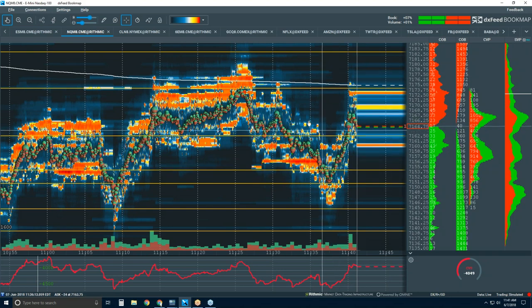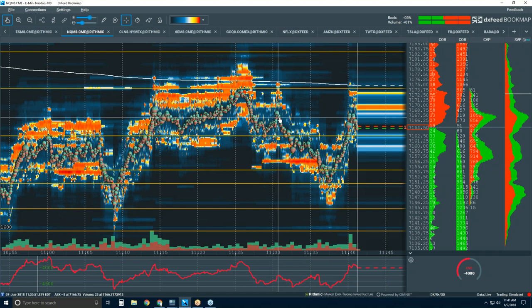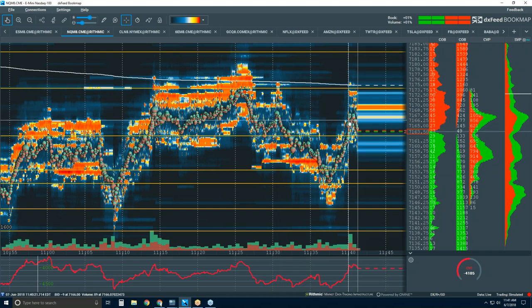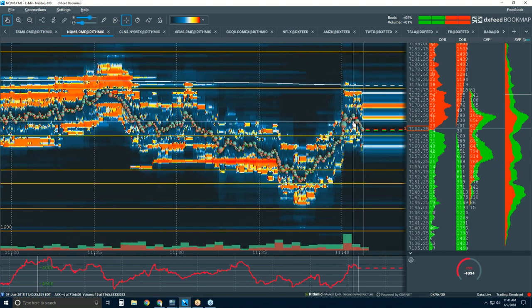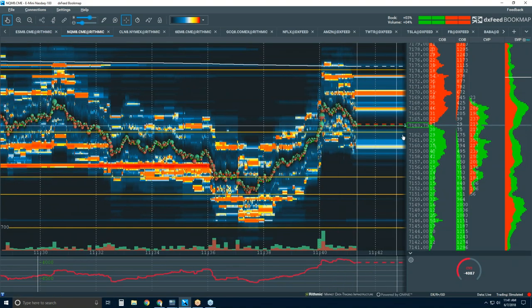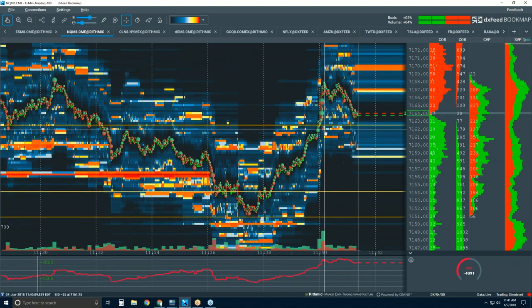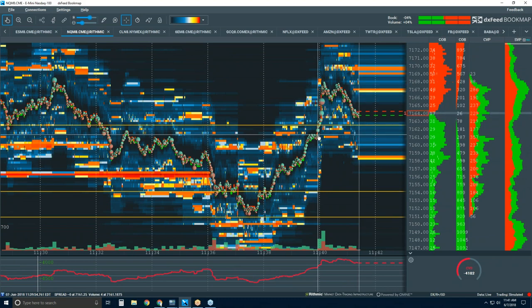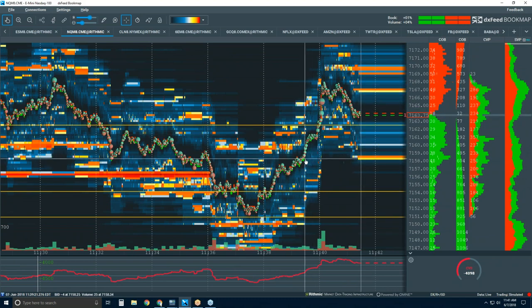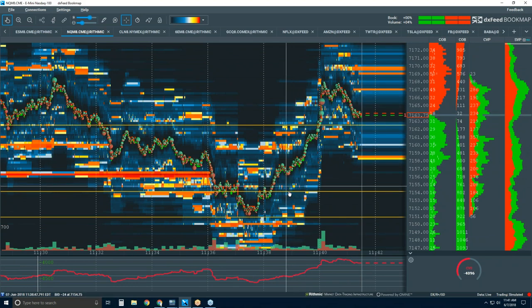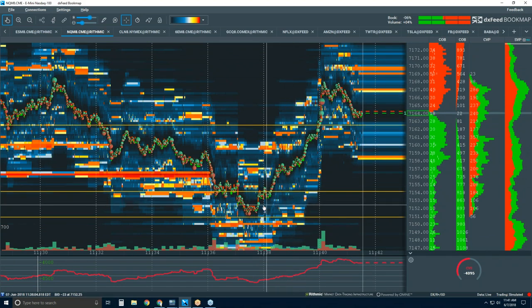Okay, we should find some sellers up here. And we're starting to find them. Let's see if they start to hit that bid. And they are. All right, so the first test is down here to 60, and then also 58, and then all the way down to 52 actually is where that move really began.